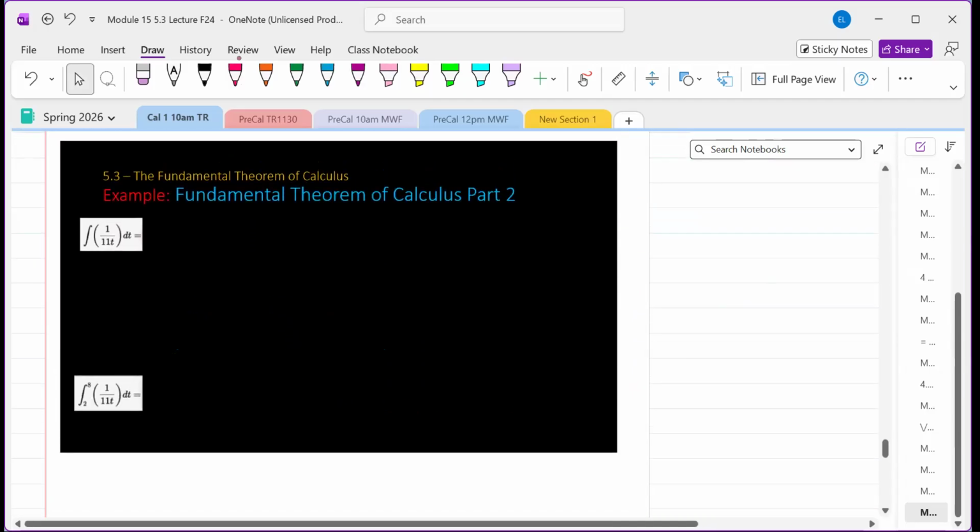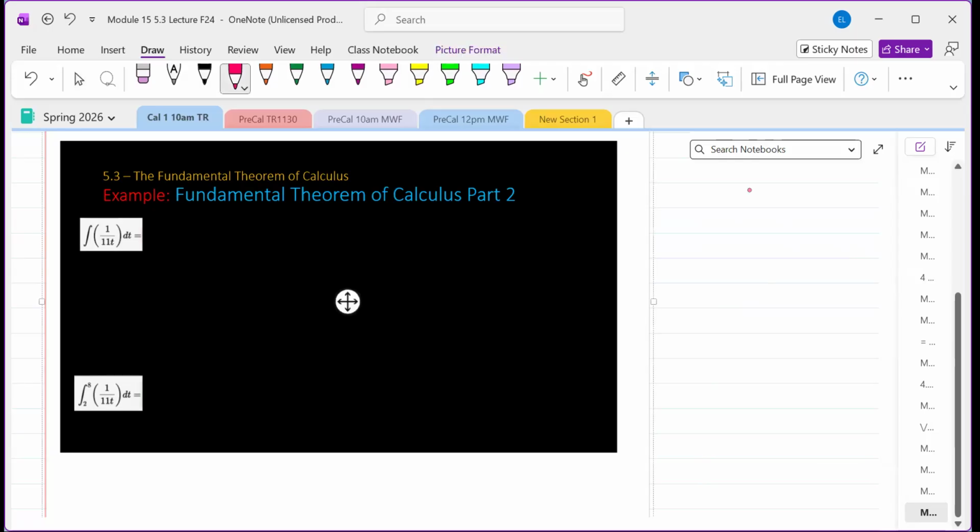All right, our next one's a little more interesting. So we are looking at the integral of 1 over 11t dt. So the 1 over 11t looks a little weird, but I can separate this into 2 fractions. So that 1 over 11t is the same as 1 over 11 times 1 over t.